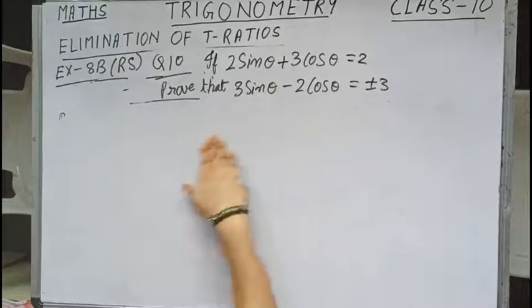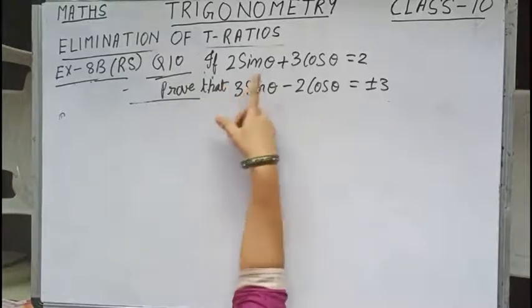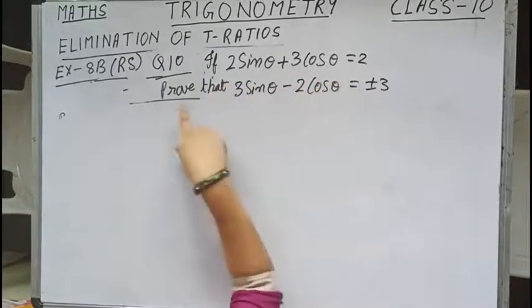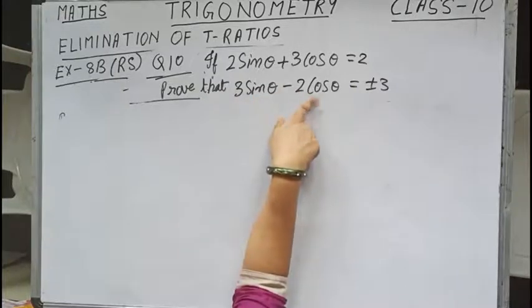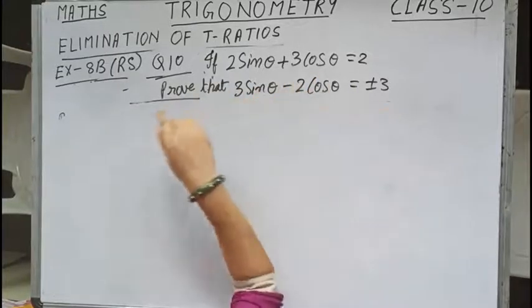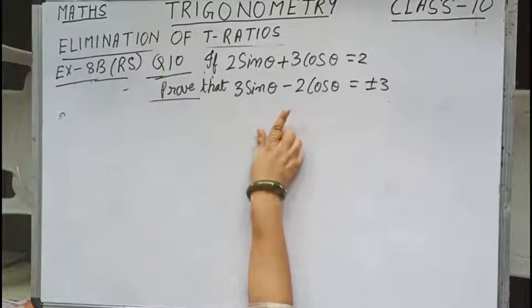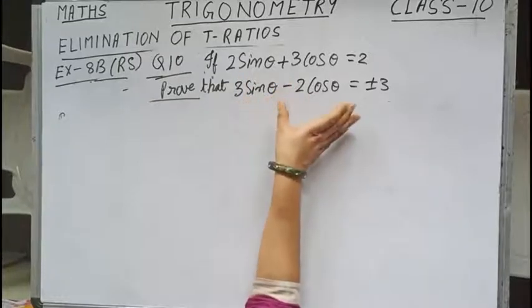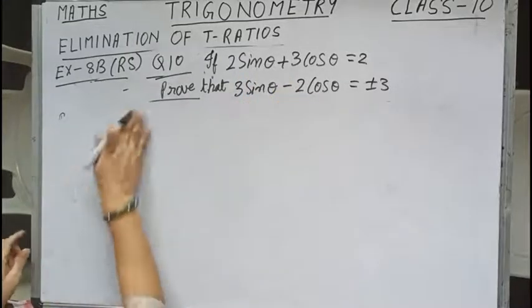The next question which I have taken is: if 2 sin theta plus 3 cos theta equals 2, prove that 3 sin theta minus 2 cos theta equals plus minus 3. So let us start. This is a general question. In place of 2 and 3, constants can also be given. So I am starting the solution.